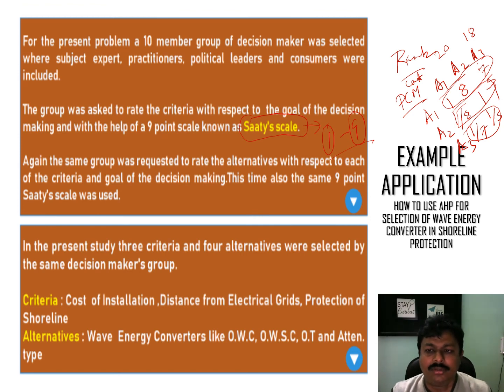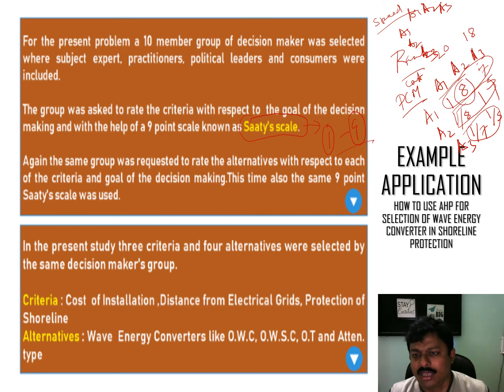But the problem is, in this case, if I consider the speed matrix, suppose this is for speed. A1 versus A2: I have said it is 8, that is, A1 is 8 times more important than A2, because A1 costs only 3 lakh and A2 costs around 20 lakh. So there is much difference.